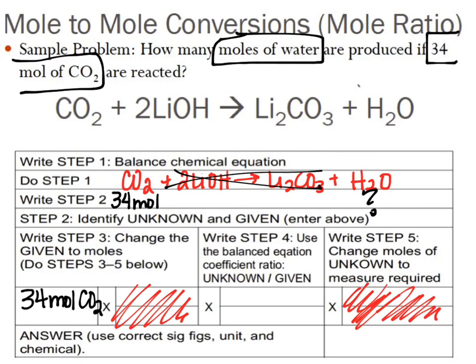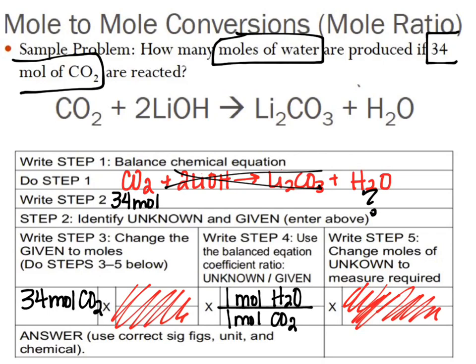Step 4. Write the balanced equation coefficient ratio. Unknown over your known. So what is the coefficient in front of our unknown? So it is 1 mole of H2O. And for every 1 mole of H2O, where are we going with this? We're going to our given, which is here. What's the number in front of CO2? 1. So 1 mole of CO2. And now we're ready to solve.